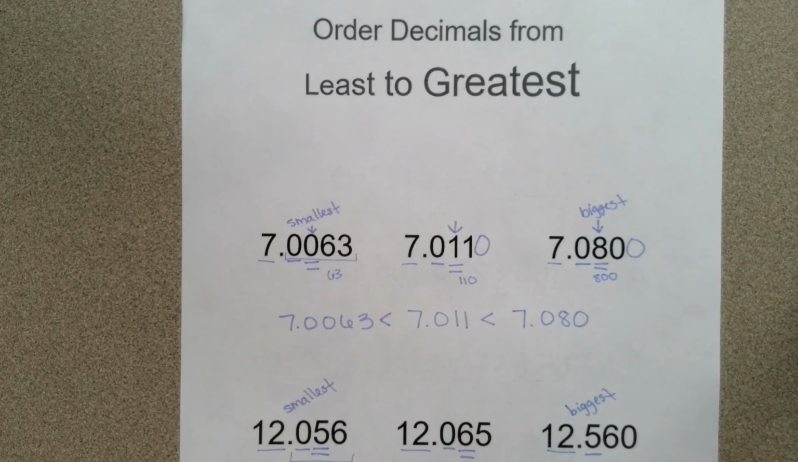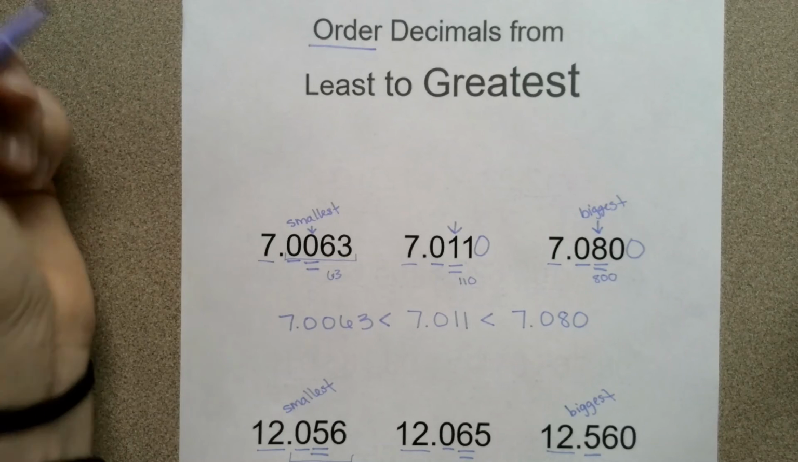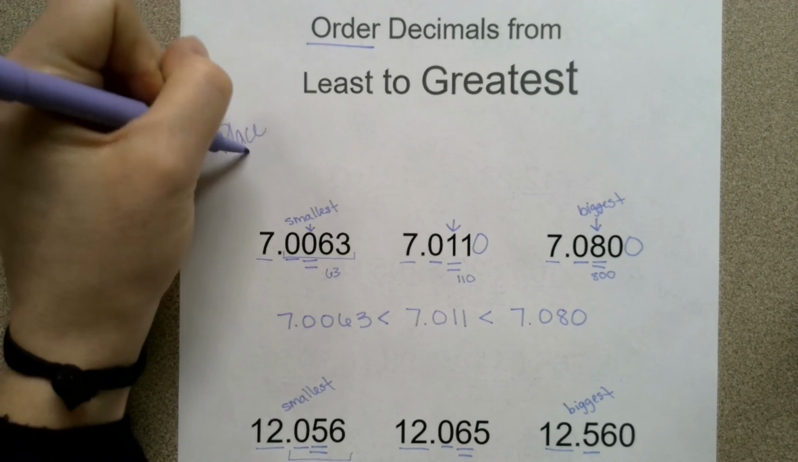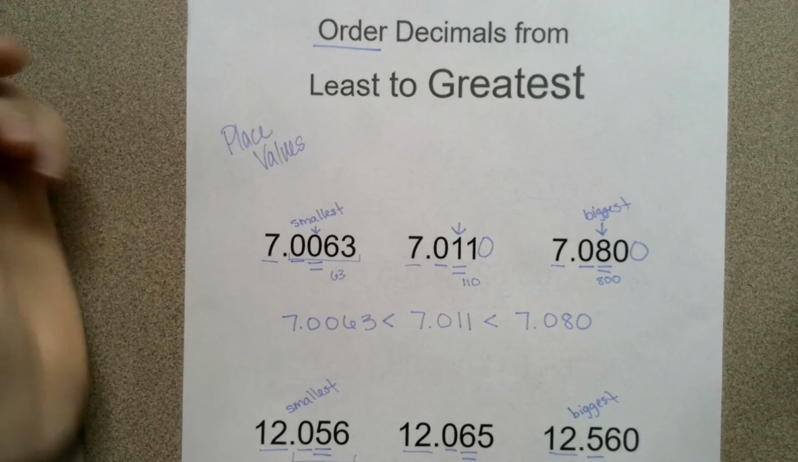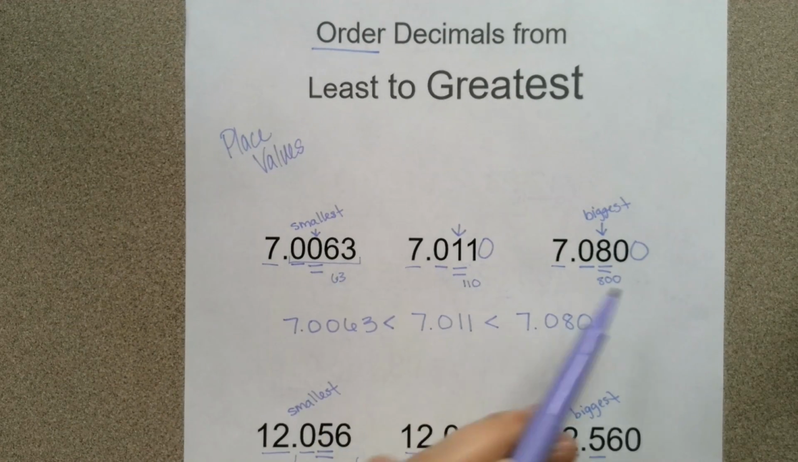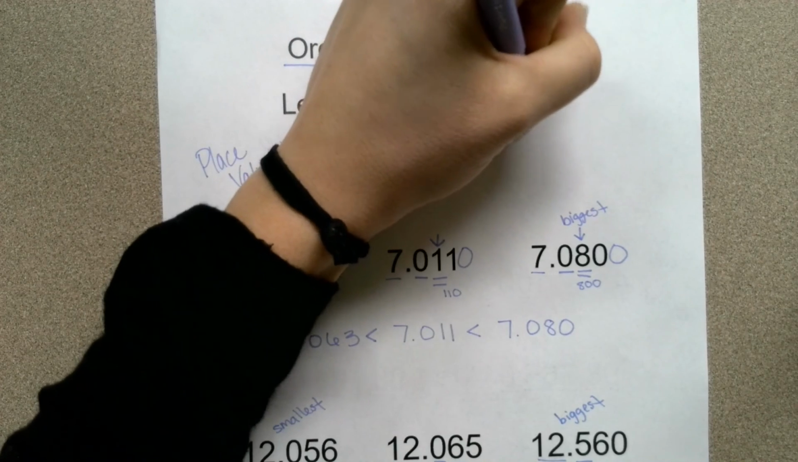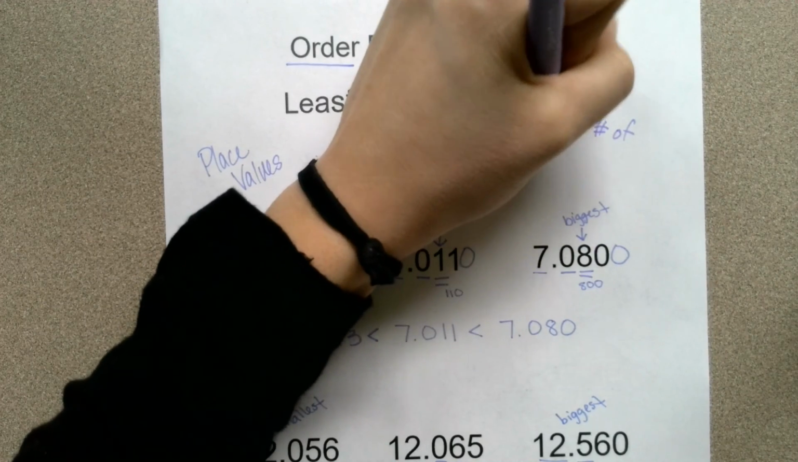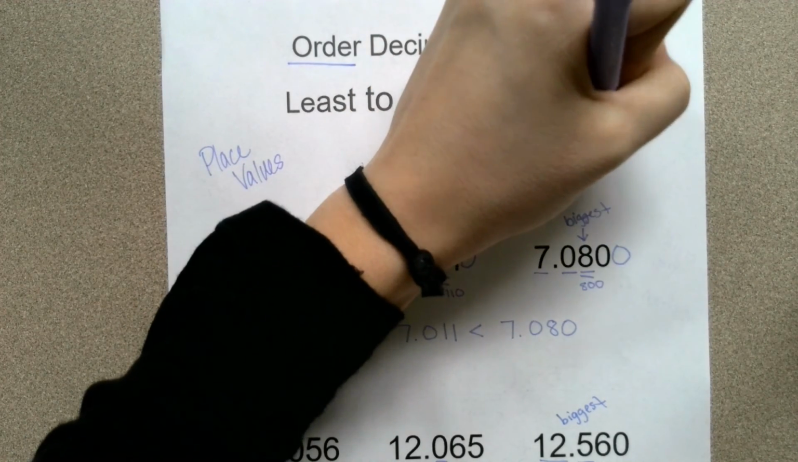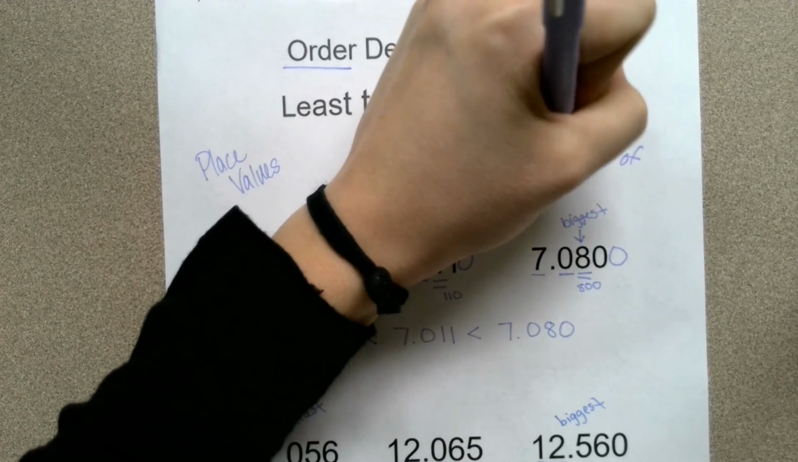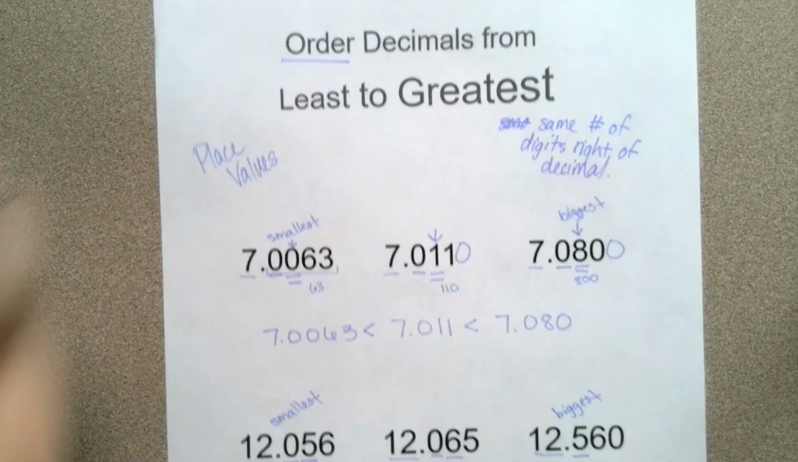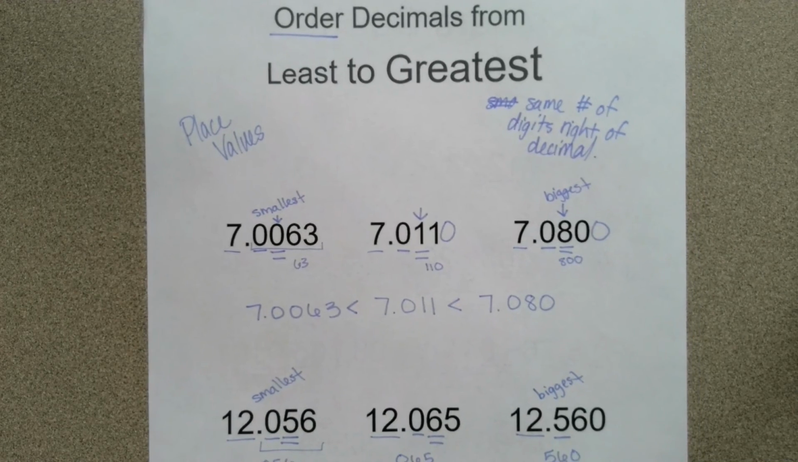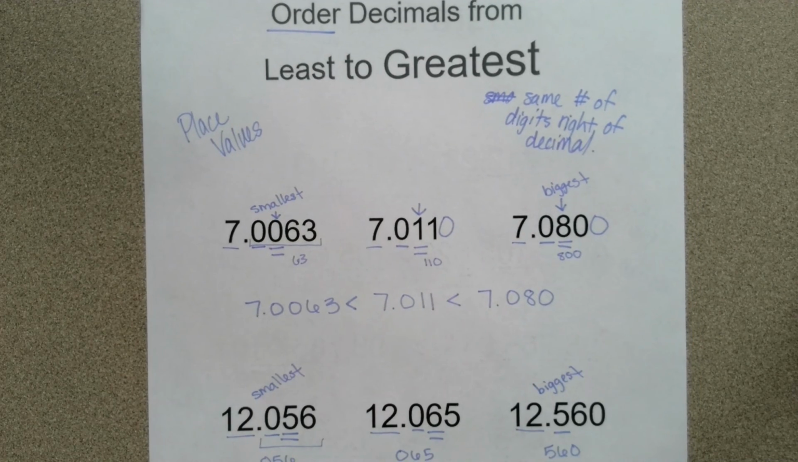So again, when we are either comparing or ordering decimals, we always want to use their place values. A helpful tip is to make sure that we have the same number of digits to the right of the decimal. That will help us compare them a little bit easier. It's also helpful to mark up those place values so that it's easier for our eyes to follow along, to order them or compare them using our comparison symbols both times.